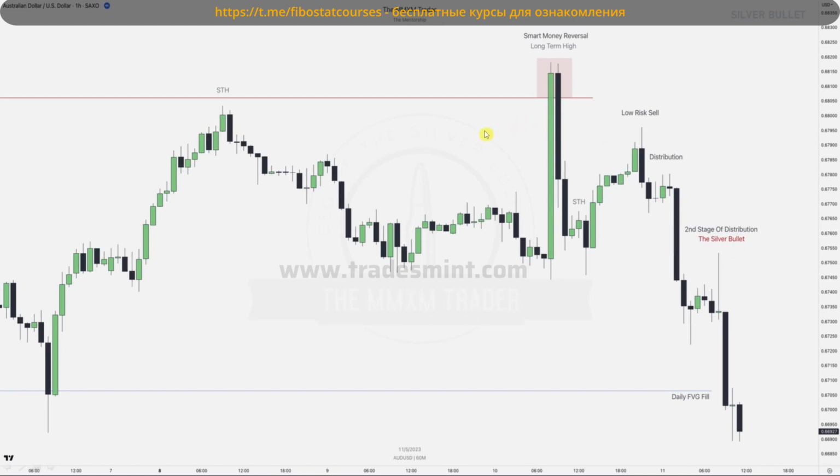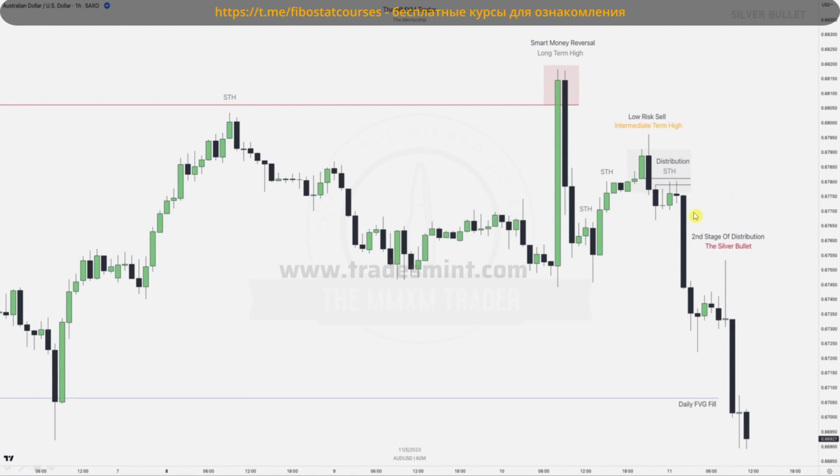Now let's look at the different highs, right? We have a short-term high here, long-term high here, short-term high to the right of it. Now we need to wait for that intermediate term high, which is forming above over here, right? And now we need a short-term high to the right of it, which is over here. And this is what it looks like, that intermediate term high, which is also the low risk sell in this occasion, right? So we don't get in over here because we're waiting for that short-term high to be formed, right? Which is over here, and then price drops down lower, and now the silver bullet is activated in the second stage of distribution.